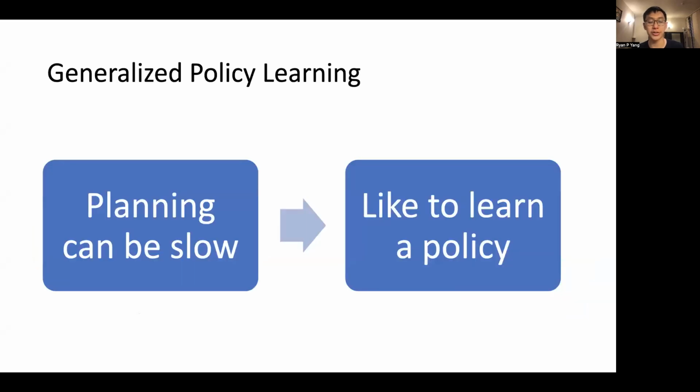We are interested in generalized policy learning, where we commonly face the problem that planning for certain tasks can be slow. And in these cases, it can be advantageous instead to learn a policy to solve these challenging tasks. In particular, we are interested in learning a satisficing policy. Note that this satisficing policy does not necessarily have to be optimal. Rather, we are interested in learning a satisficing policy in the hopes that it is easier to express, write down, and find.